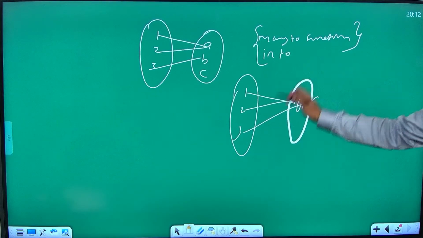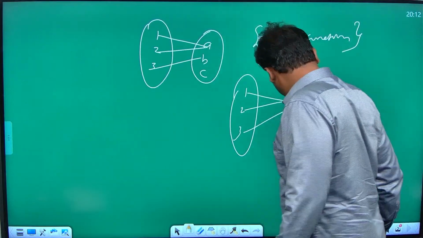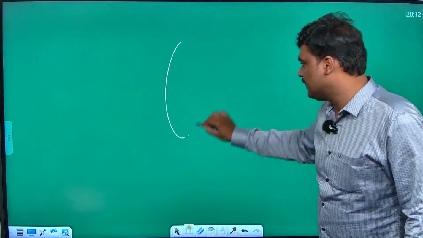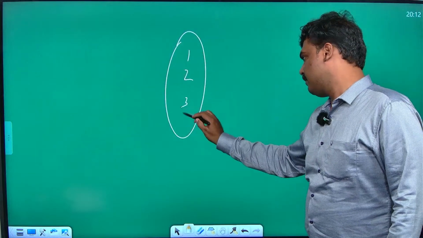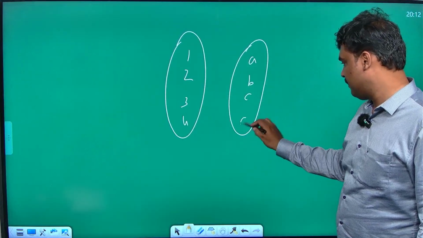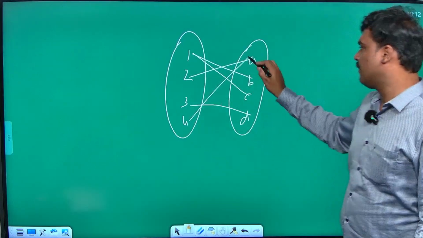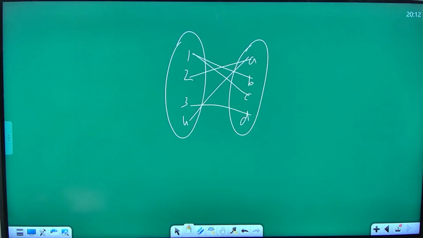So, 1, 2, 3, A. Okay. I'll go for this. I want Karthikeyan to answer this. What type of function is this, Mr. Karthikeyan? One-to-many function. One-to-many is not a function. Oh, one-to-many, so it's not a function.